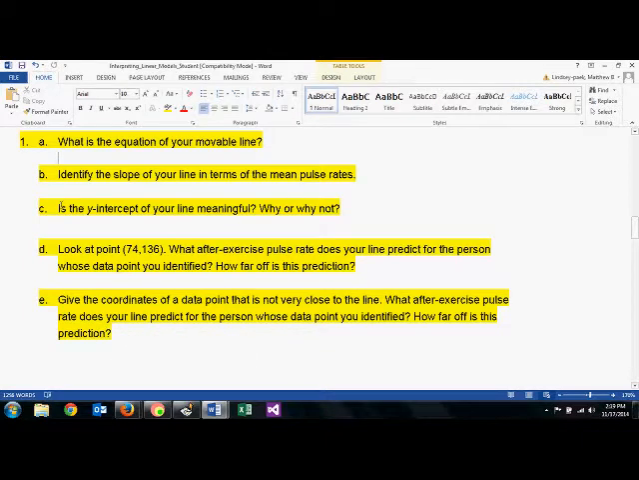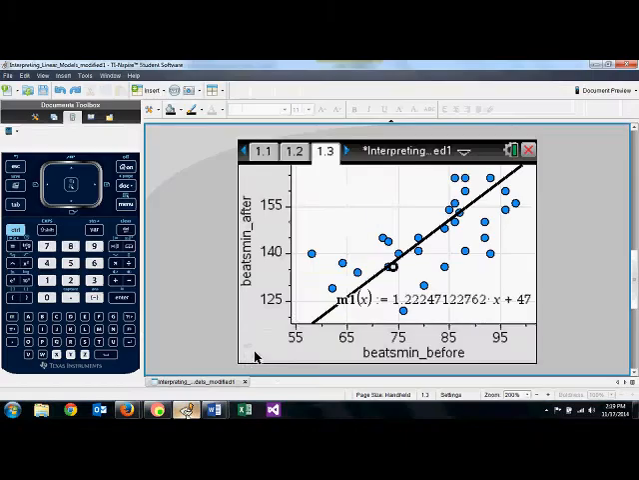Here we are in Unit 1, Activity 8, Question 1. Notice there are 5 bullet points, so please account for those when you're answering your question. So the first question is, what is the equation of your movable line?